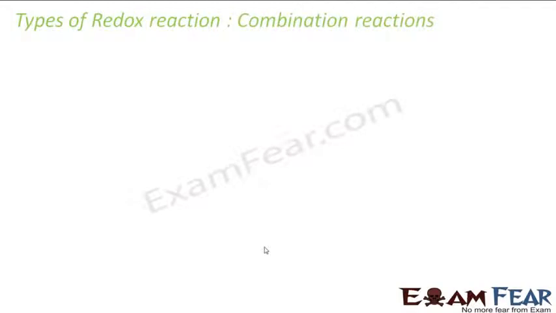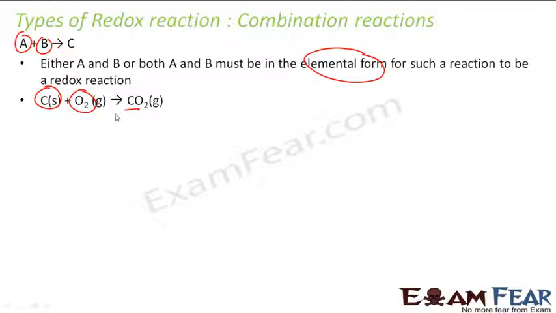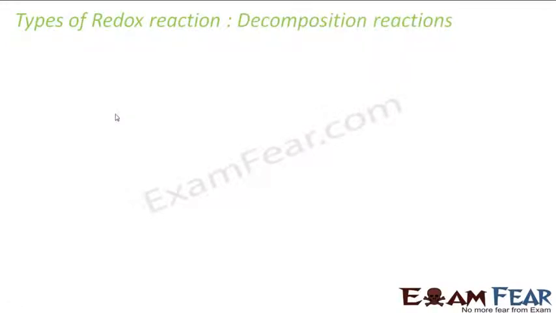Combination reaction, as the name suggests, is of the form A plus B gives C. Here either A or B or both A and B have to be in elemental form. An example is carbon plus oxygen gives CO2. Here both C and O2 are in elemental form, and it gives carbon dioxide, which is not in elemental form.